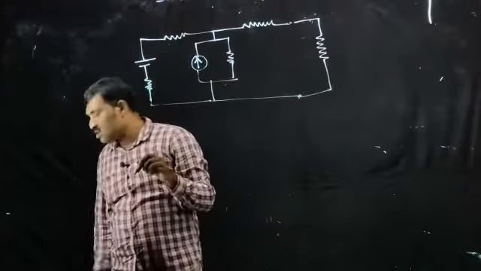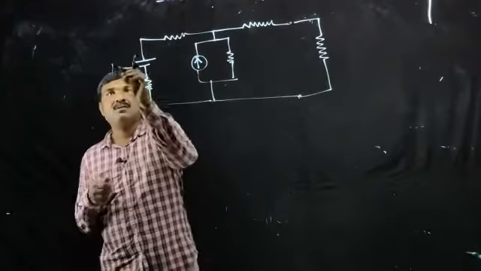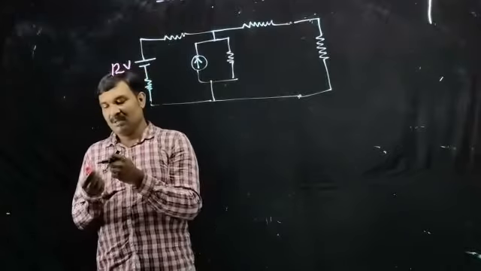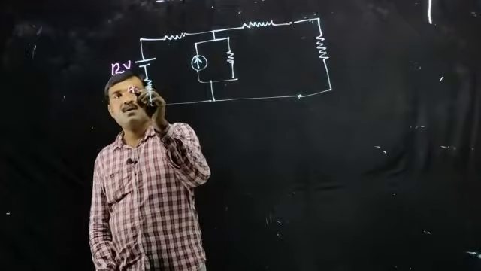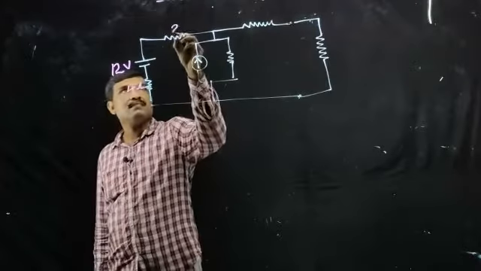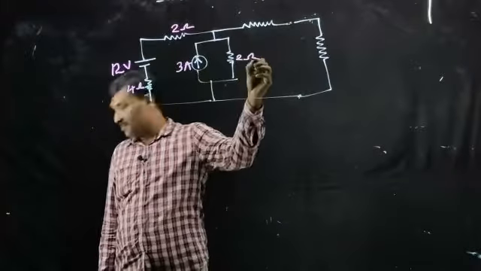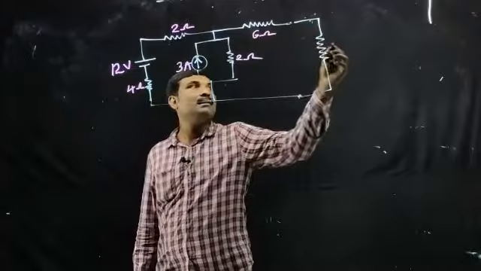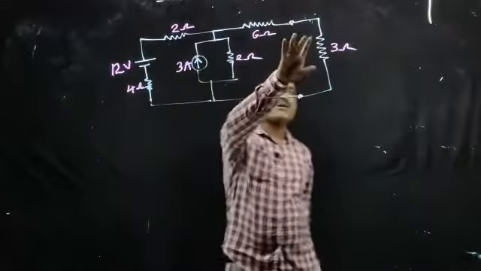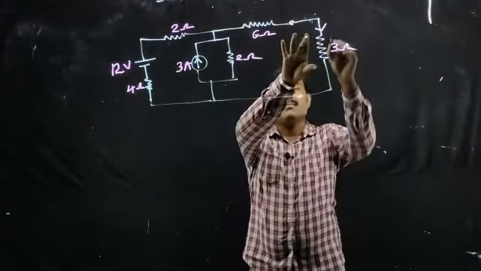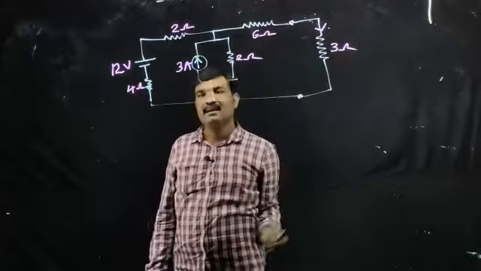Now we can give the values. Let this be a 12 volt battery. Now, what is the value of this resistance? That is 4 ohm. Let this be 2 ohm. This is 3 ampere. 2 ohm, right? 6 ohm and 3 ohm. Our question is to determine the value of current flowing through this 3 ohm resistance, right? That's our question. Determine the value of current in this 3 ohm resistance.